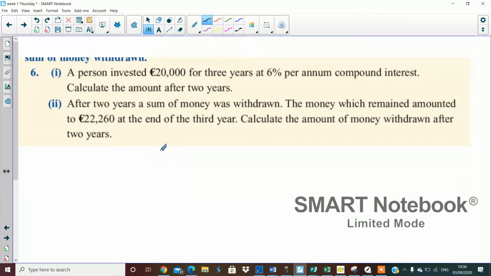Going to work with here is 20,000 by 6%. So it's going to be 20,000 multiplied by 106%. And you're doing this for 2 years, so you're going to do it squared.